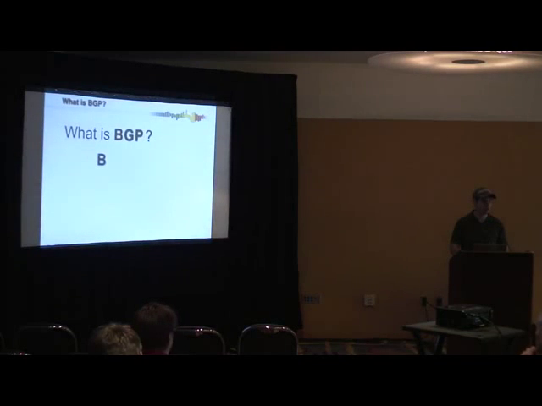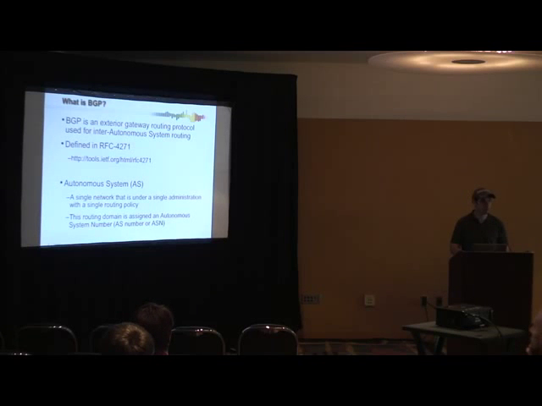What is BGP? Well, it's the Border Gateway Routing Protocol. Fantastic. We all know what it is, right? This is the typical definition that you see of BGP. It's an exterior gateway routing protocol used for inter-autonomous system routing. And the current RFC defining it is 4271.